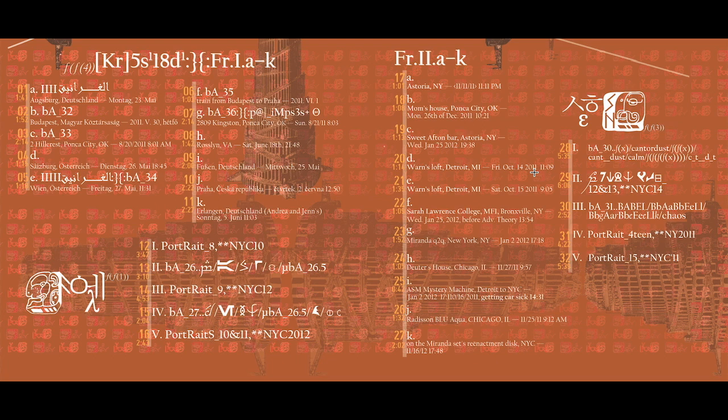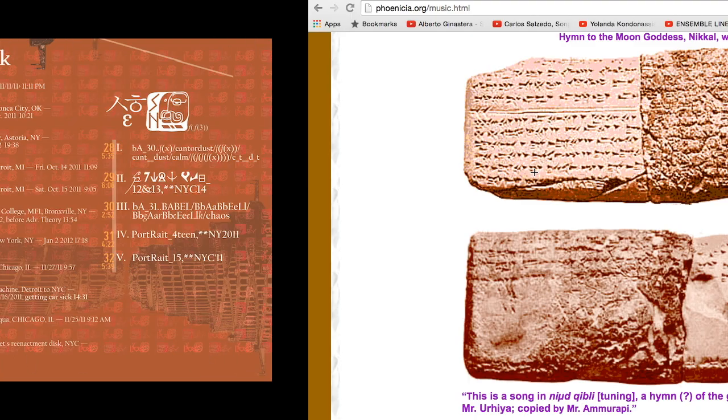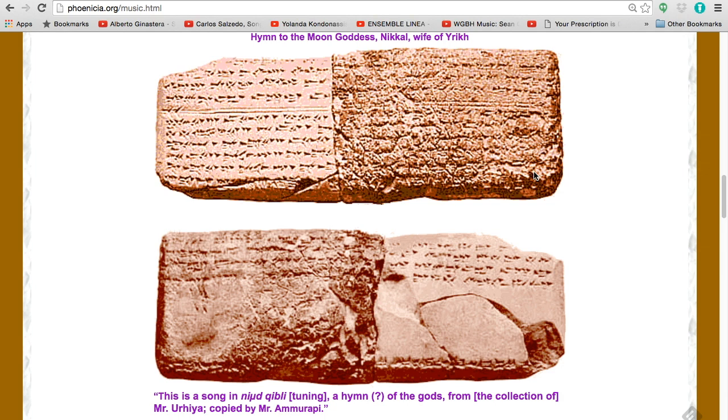For this piece, I want to talk about a different language that I sometimes use. Occasionally, I'll make use of the Babylonian cuneiform musical notation. Here's an example of it. This is one of the more important tablets that we've discovered so far. It's a hymn to a goddess named Nikhal, and this is the front of the piece of clay, and this is the back of it.